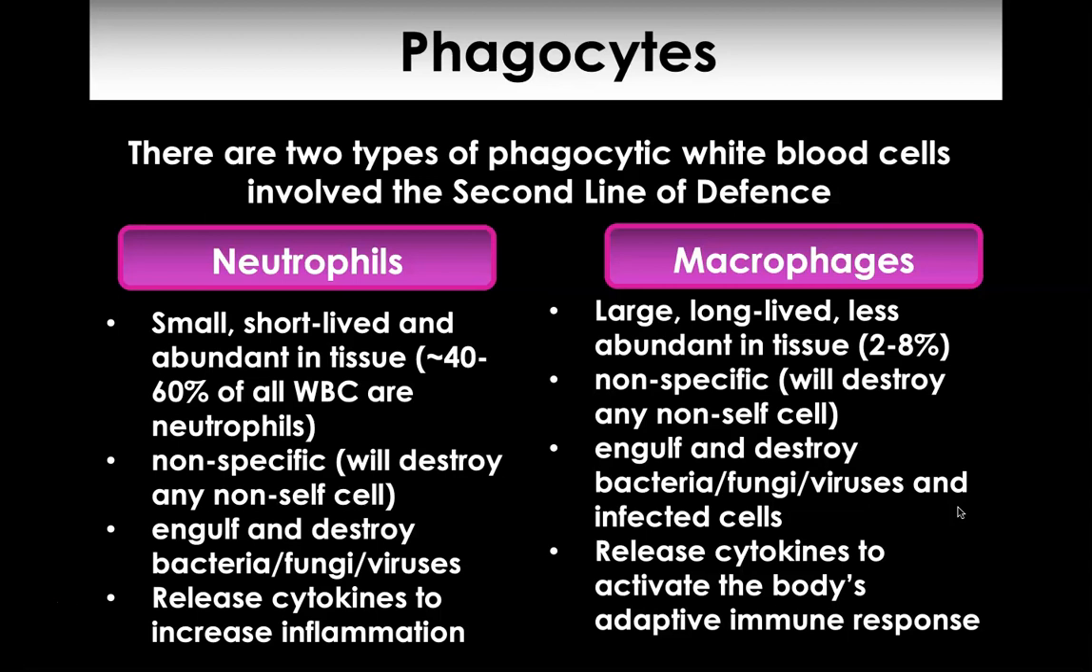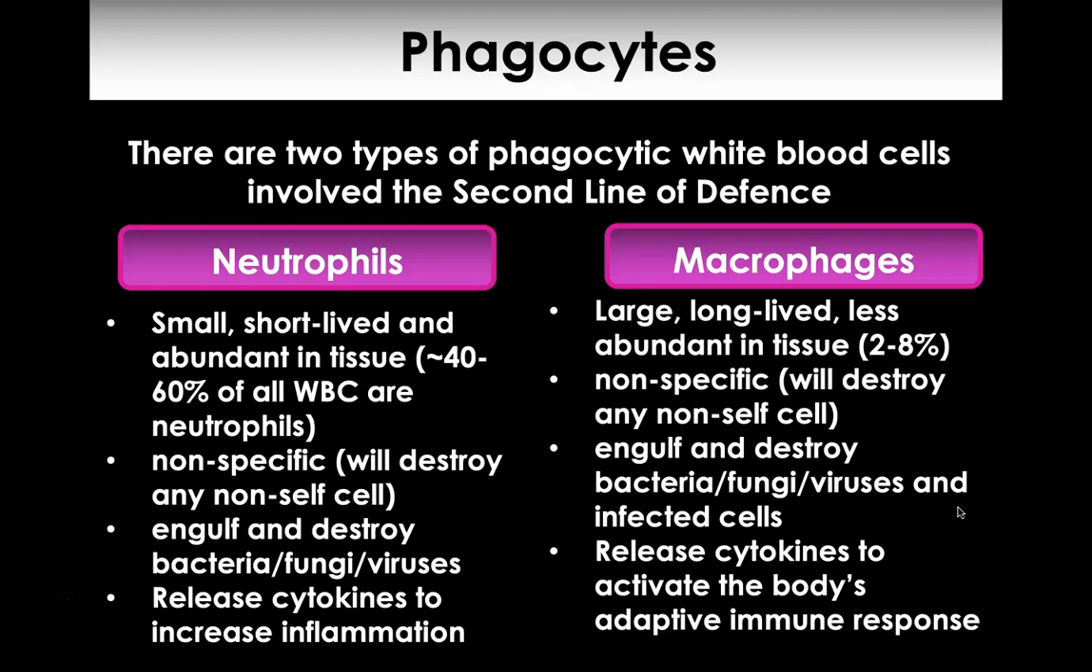So onto macrophages. Macrophages are much bigger. Macro obviously means big, and phage means a cell that eats other cells. Phage is to eat. So macrophages are larger, much more long-lived than a neutrophil, and less abundant in a tissue. They make up about 2 to 8% of all the white blood cells, but they do a really good job of destroying any non-self cells. They will consume a lot more bacteria, fungi, and viruses before they are full, and they'll be able to engulf and destroy those really quickly.